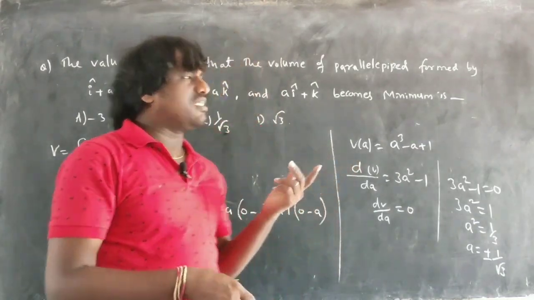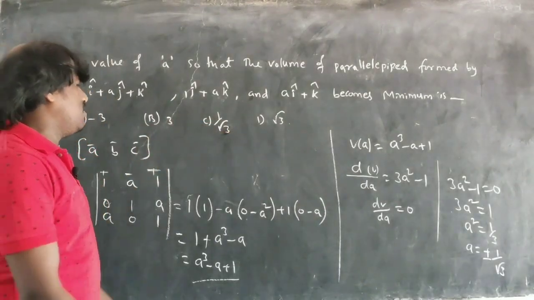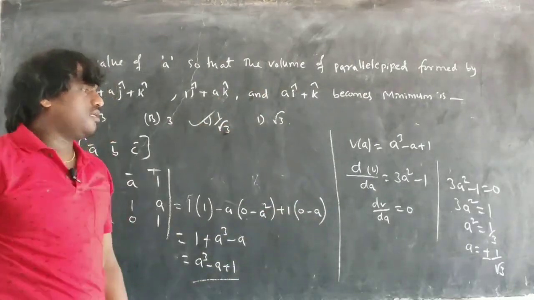So what is asked here? In the options you see here, they have given plus, there is no minus option. So option C is the required answer. So C is the right answer.